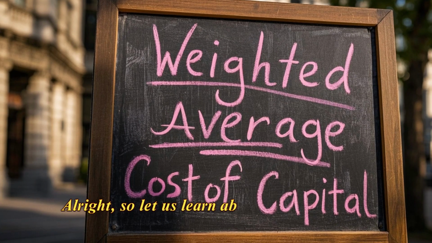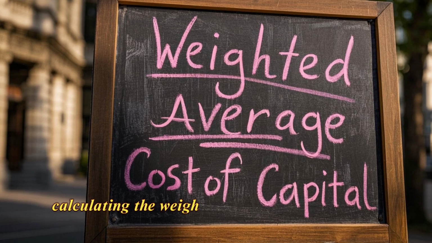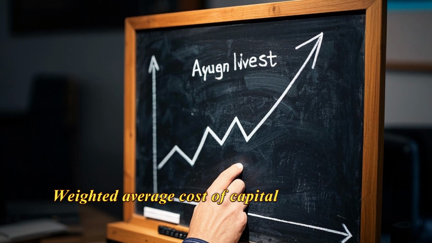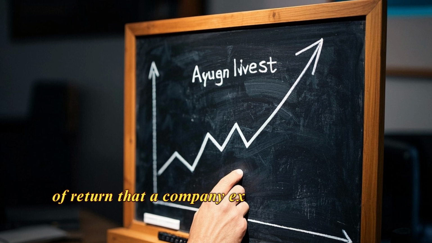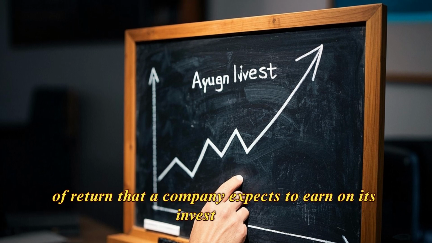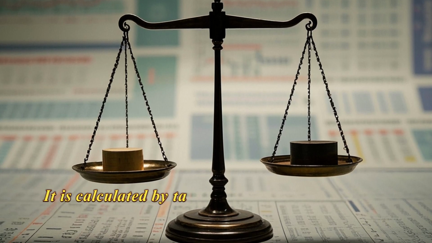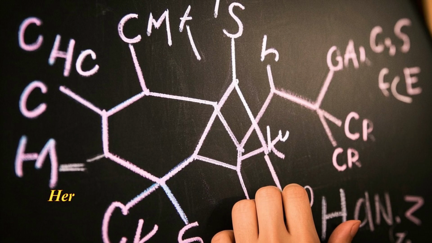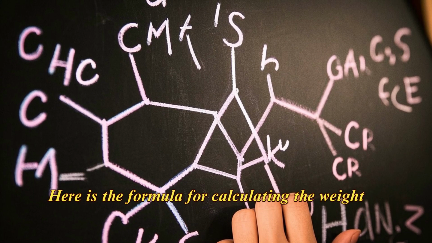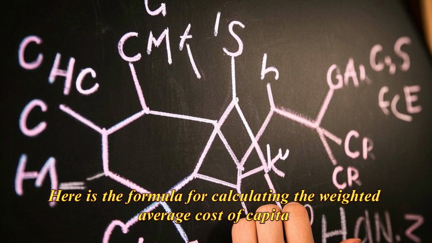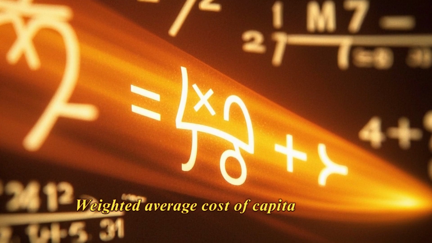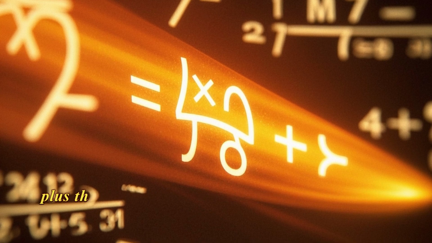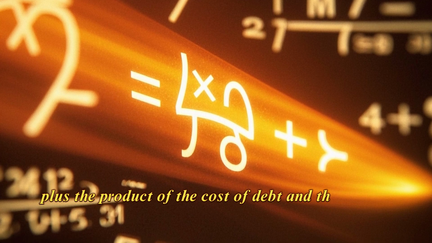Alright, so let us learn about the formula for calculating the weighted average cost of capital. Weighted average cost of capital is the average rate of return that a company expects to earn on its investments. It is calculated by taking into account the cost of both debt and equity. Here is the formula for calculating the weighted average cost of capital. Weighted average cost of capital is equal to the product of the cost of equity and the weight of equity plus the product of the cost of debt and the weight of debt.